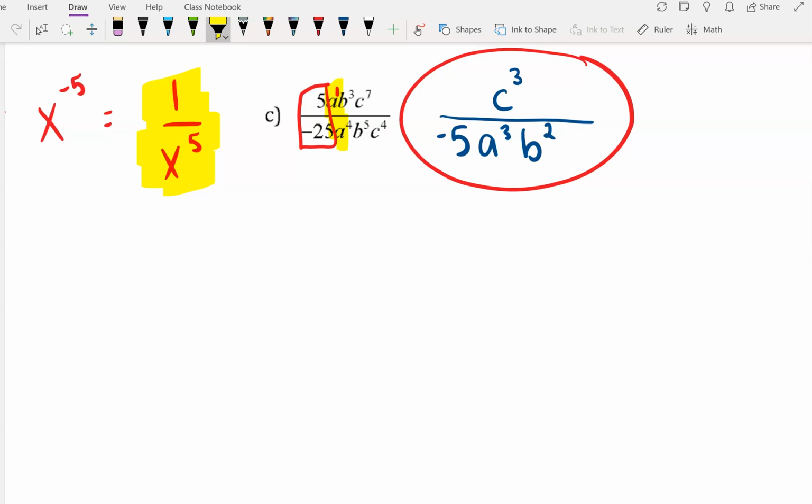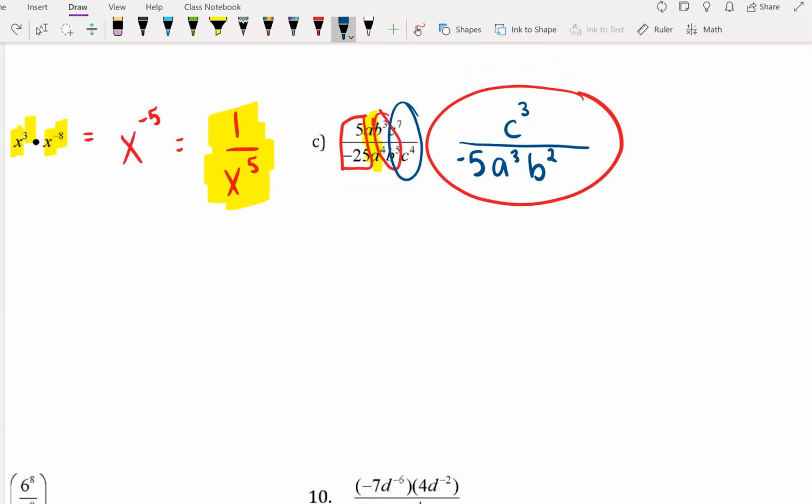And then same idea with the b's. Next, I reduce the b's. Subtract the exponents, I get b to the second on bottom. And then same with the c's, although the c ended up on top because c to the seventh was larger than c to the fourth.